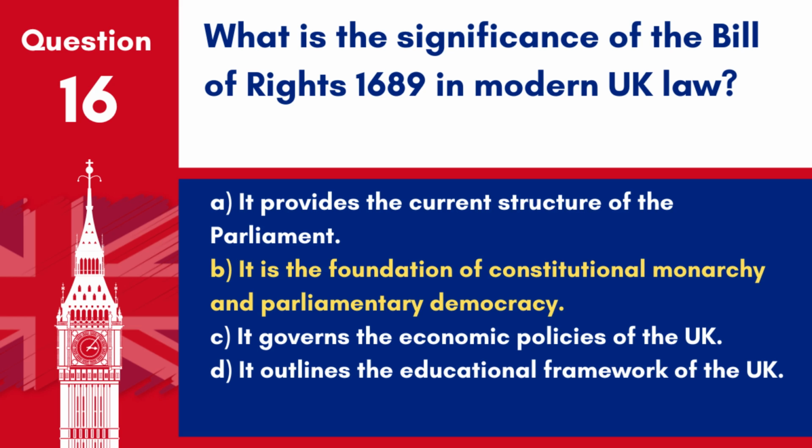Answer B. It is the foundation of constitutional monarchy and parliamentary democracy. The Bill of Rights 1689 laid down limits on the powers of the Crown and set out the rights of Parliament, forming the basis of the constitutional monarchy and parliamentary system in place today.